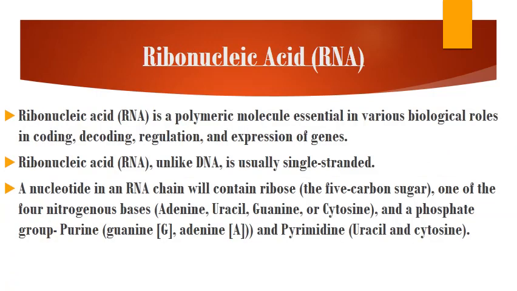RNA. RNA is a polymeric molecule essential in various biological roles in coding, decoding, regulation and expression of genes. Ribonucleic acid, unlike DNA, is usually single-stranded. A nucleotide in an RNA chain will contain ribose, a 5-carbon sugar, one of the 4 nitrogenous bases adenine, uracil, guanine or cytosine, and a phosphate group. Purines are guanine and adenine, and pyrimidines are uracil and cytosine.